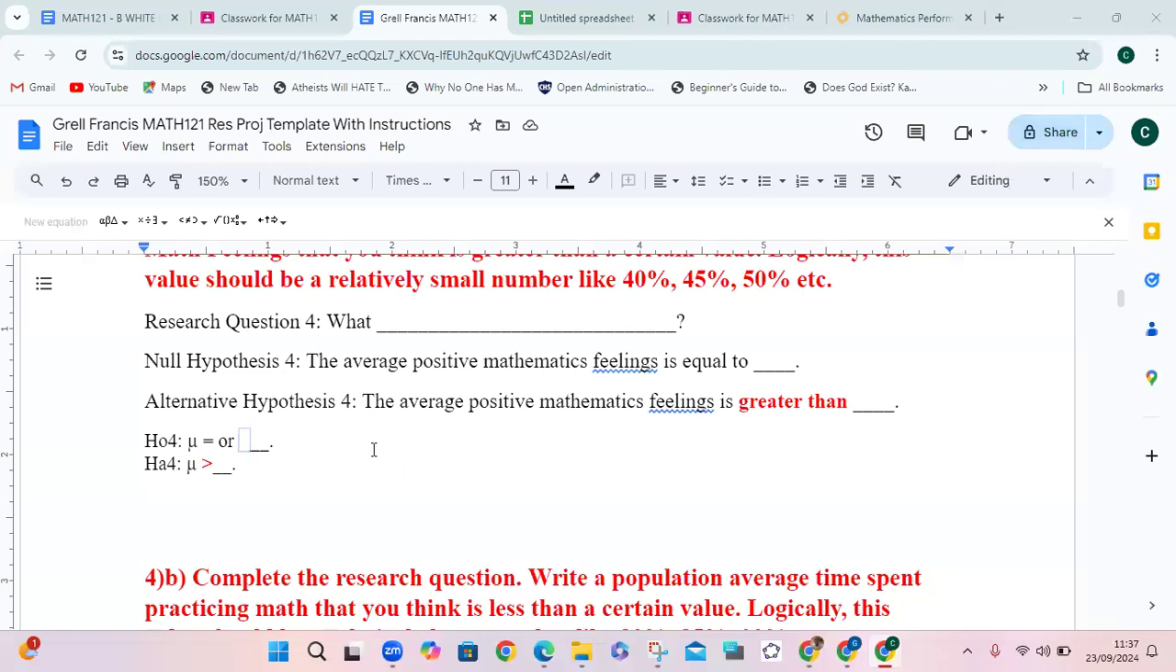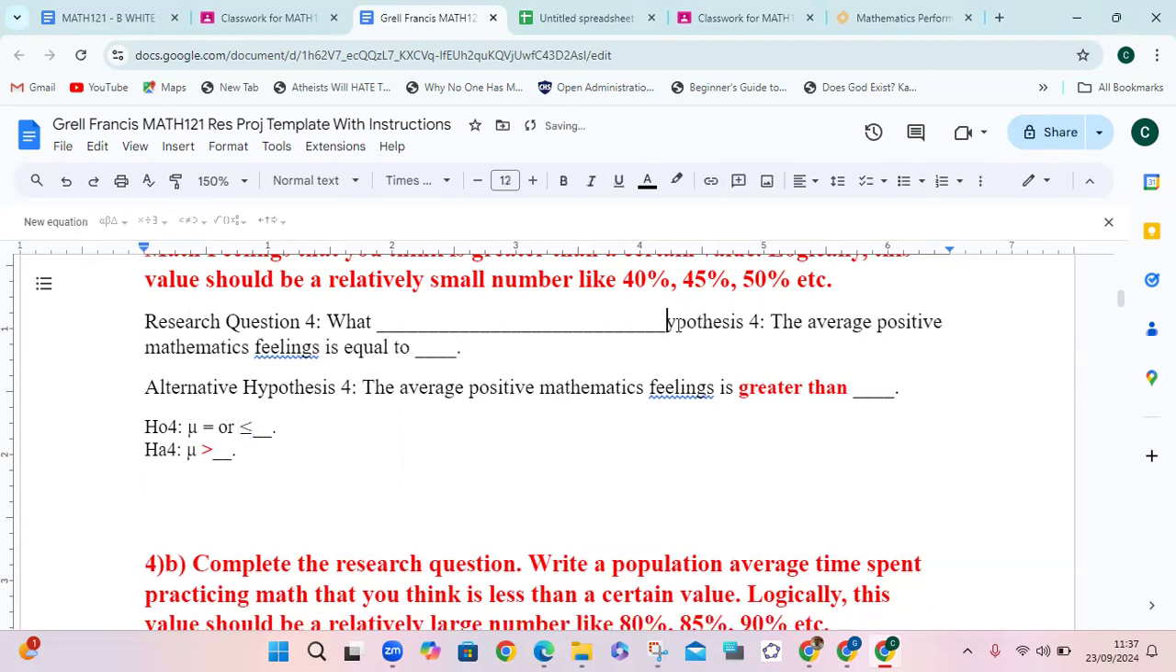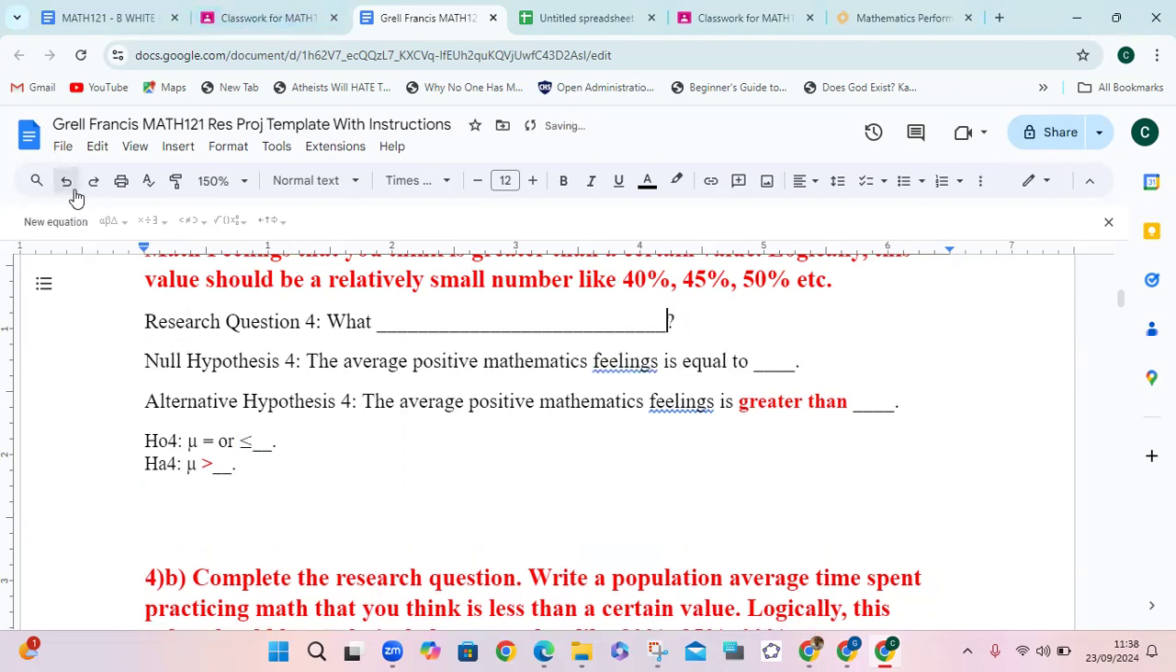So you have the choice of putting less than or equal to for null number 4. You can leave it as equal, or you can put less than or equal to. Now, a question is being asked. What do you think the question is? What question was asked? What is the average positive math feelings?